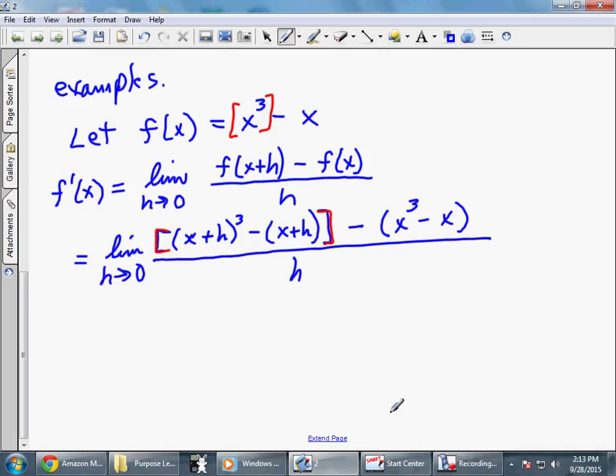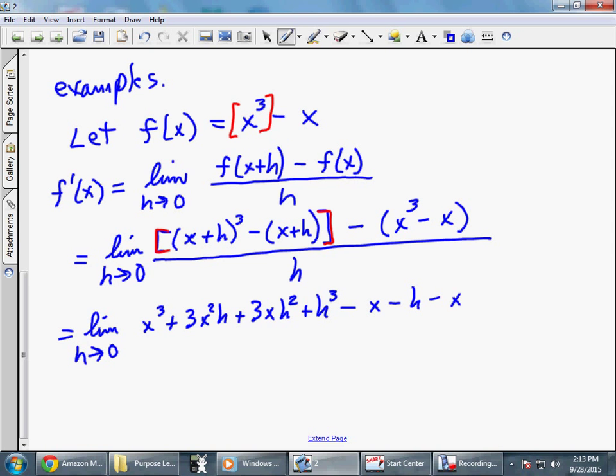Guys, girls, you might not get this the first time, and that's okay. This is hard. So that's going to give us the limit as h approaches 0 of, we just did it in the warm-up, x cubed plus 3x squared h plus 3x h squared plus h cubed minus x minus h minus x cubed plus x.